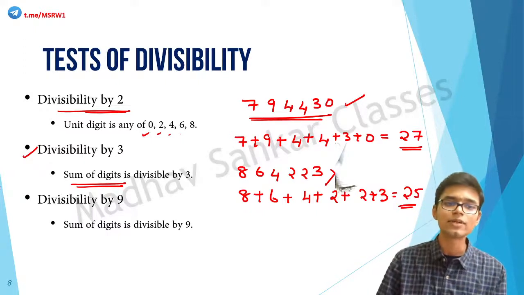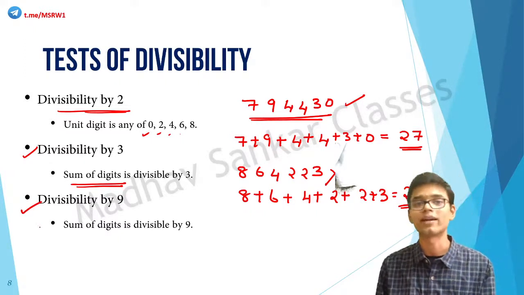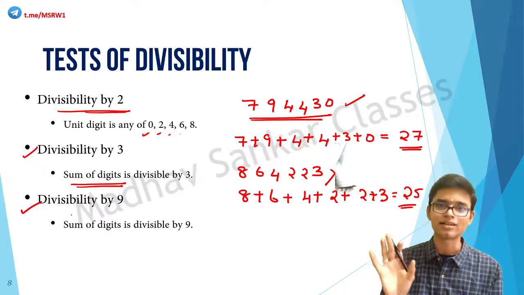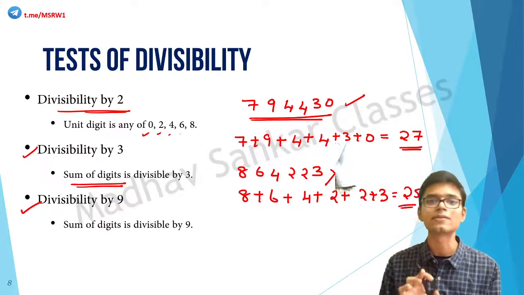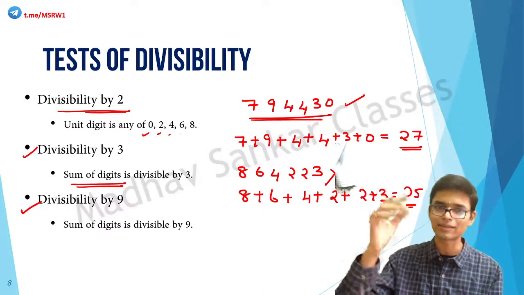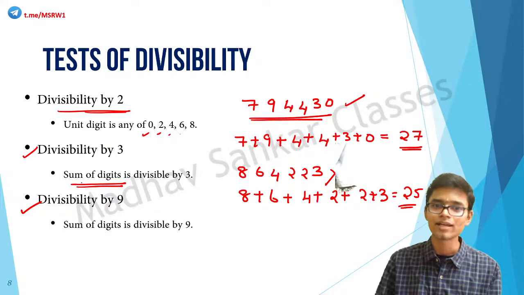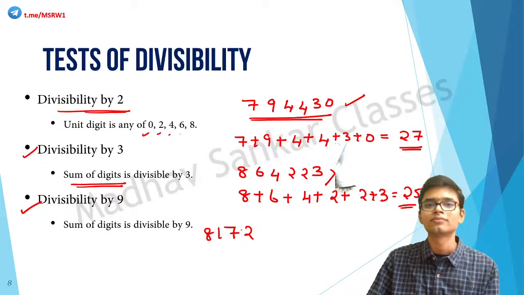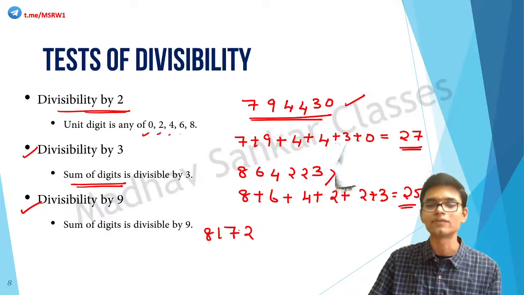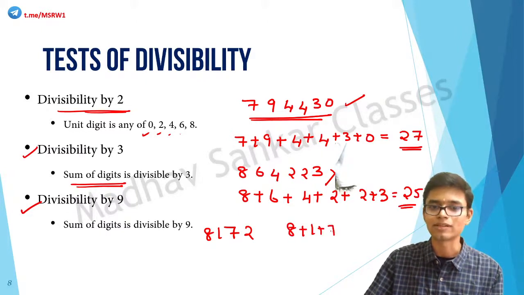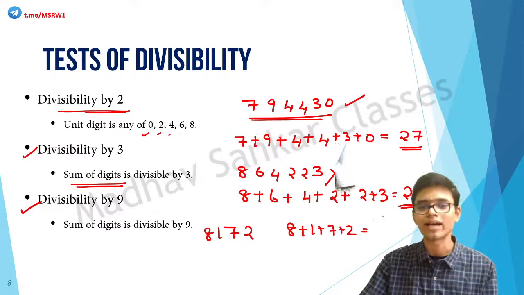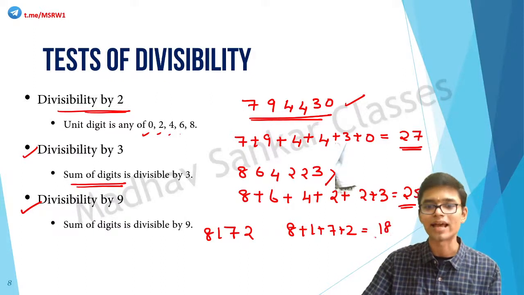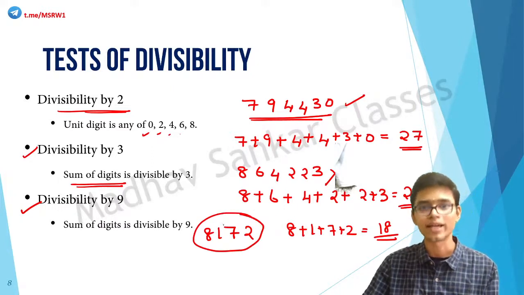Okay, moving on. Divisibility by 9. Same procedure: add the digits and see if the sum is divisible by 9. That's it. Very simple, exactly the same as that of 3. Let's do an example. 8172. This is the given number. You have to identify if this number is divisible by 9. So you add all these digits. 8 plus 1 plus 7 plus 2 is what? 8 plus 1, 9 plus 7 is 16 plus 2 is 18. And 18 is divisible by 9. So this number is also divisible by 9.